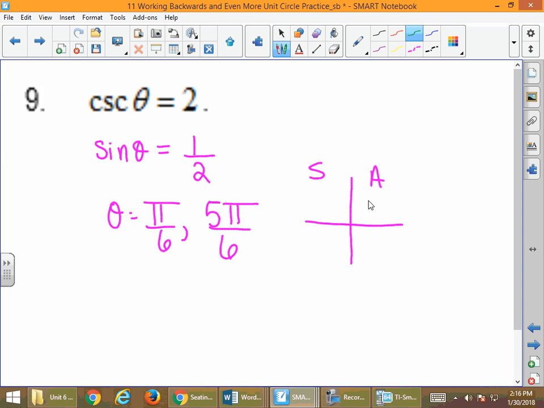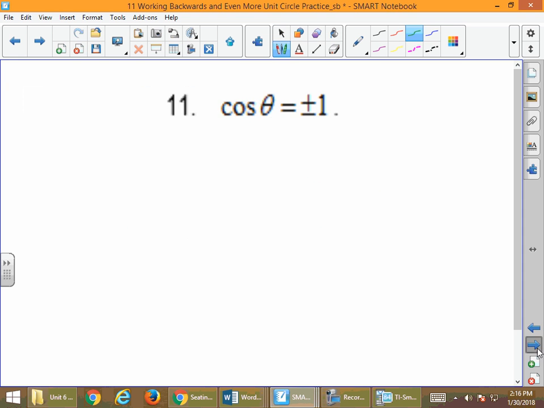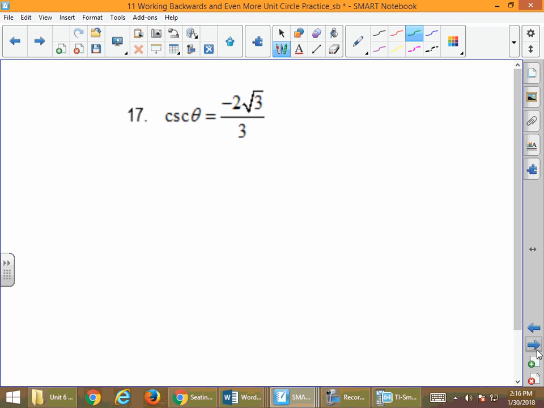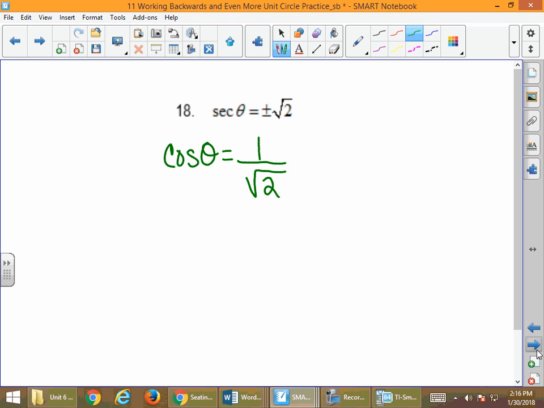And to finish, problem number 18. Secant of theta. Well, once again, like cosecant, I don't really have much memorized about cosecant and secant, with the exception that secant is the reciprocal of cosine of theta. And since we're going to deal with the reciprocal, it's going to be 1 over the square root of 2.